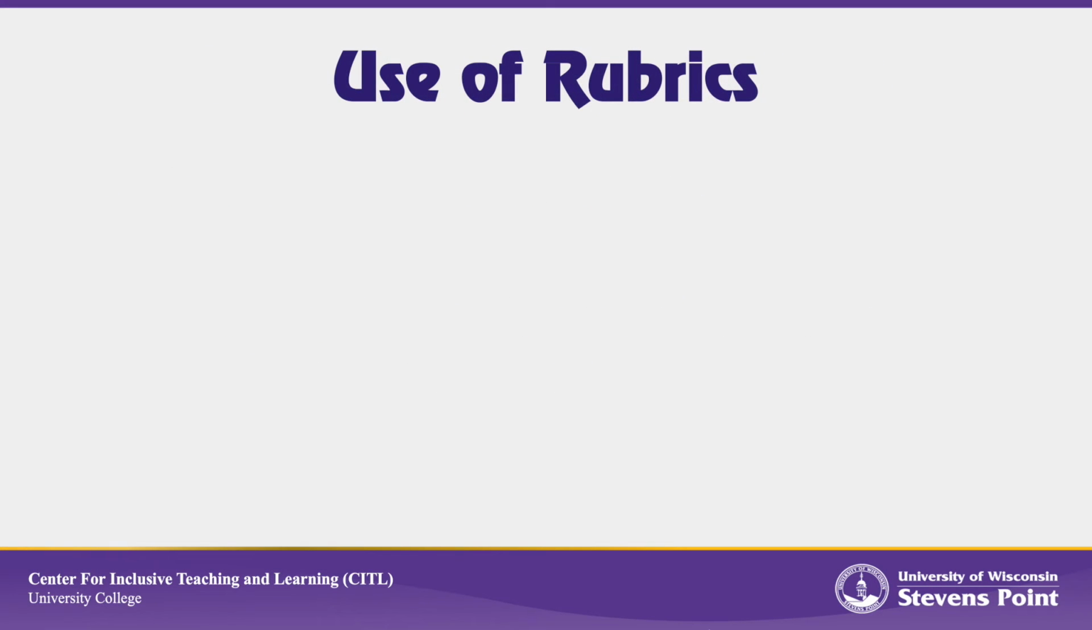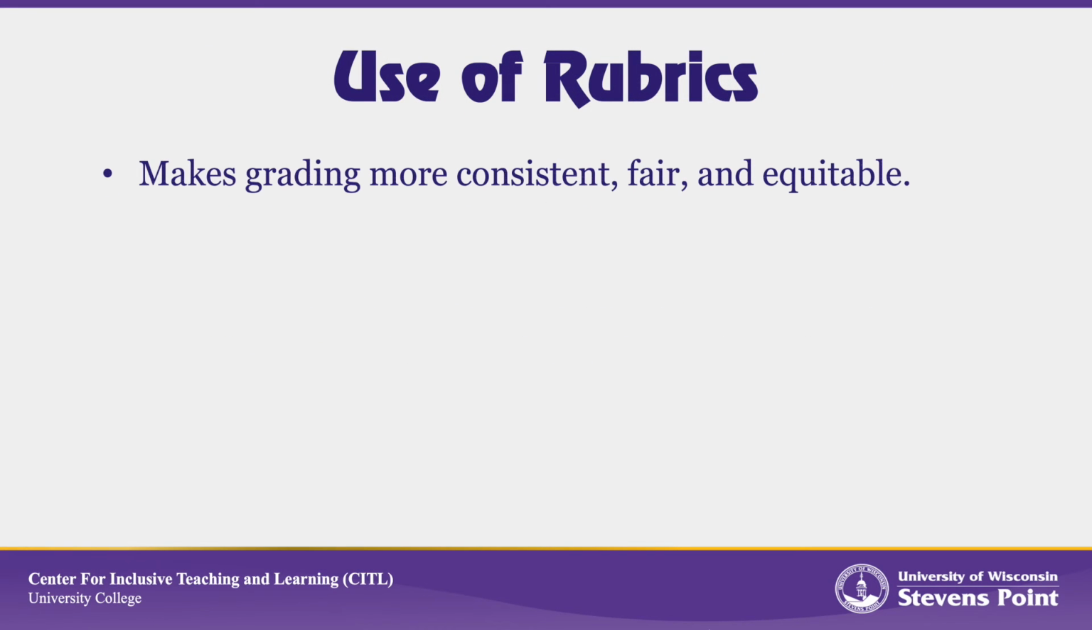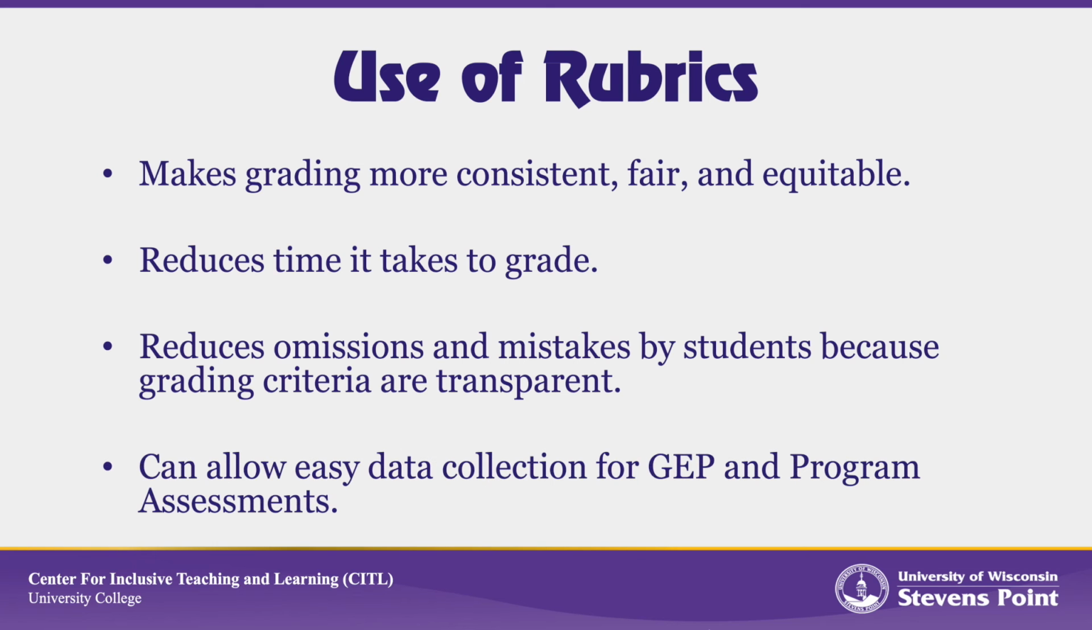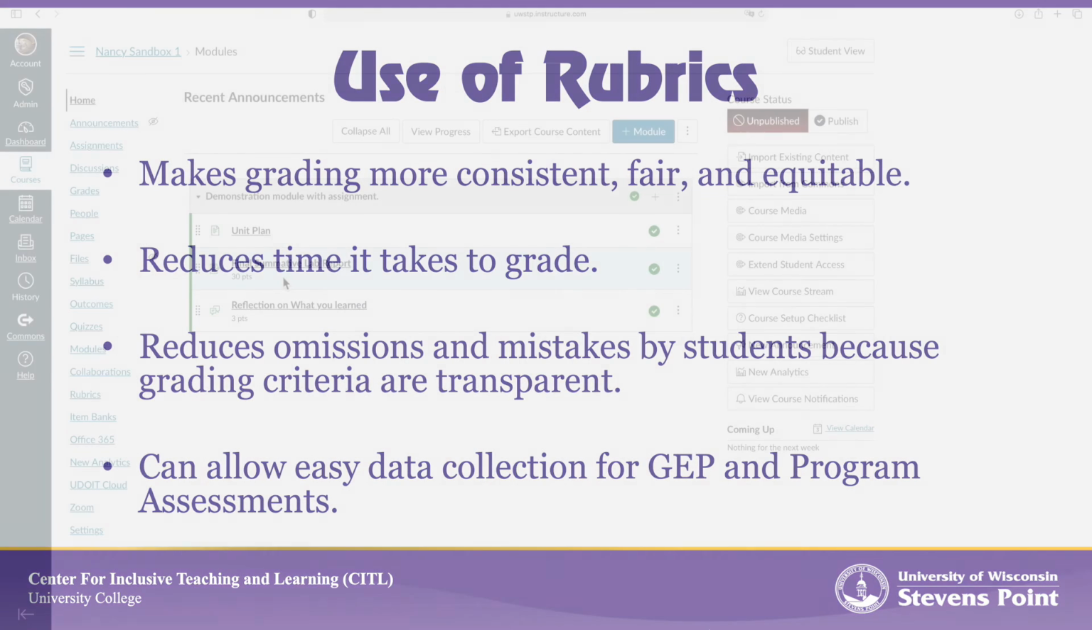So let's recap this quickly. If we use a rubric in Canvas, it's going to make grading more consistent, fair, and equitable because we're using a checkbox system by which we're applying the same criteria to all students. It's going to reduce the time it takes to grade because we just have to click boxes, and it reduces the omissions and mistakes by students because all of the grading criteria are clearly stated. It can also allow us easy data collection for GEP and program level assessments.